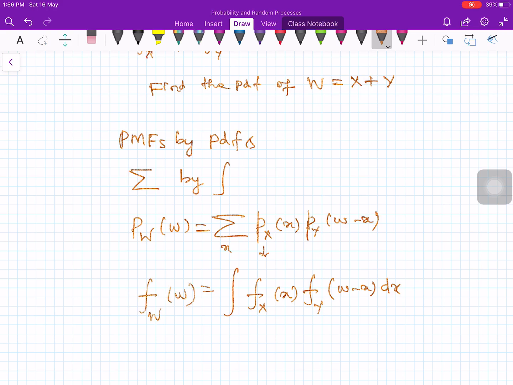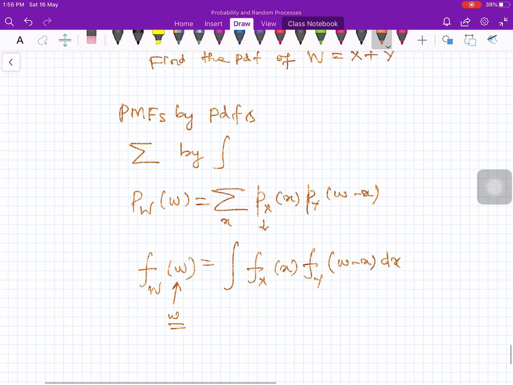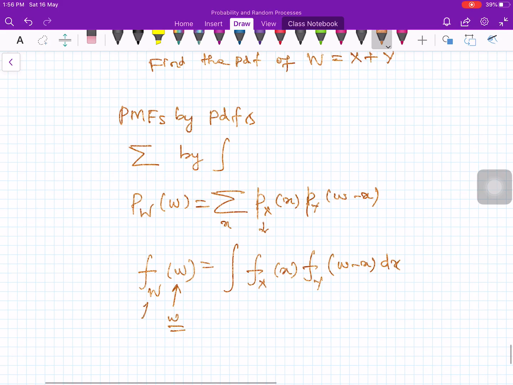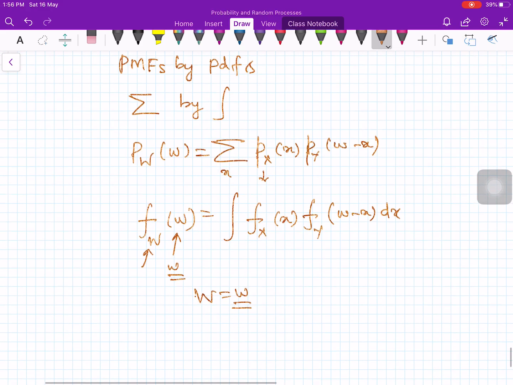So there is no surprise here. Essentially, what this integral does is it fits a particular w of interest. You choose any w value of interest and then you do the integration. First freeze the w and then do the integration. So we are interested in the probability that the random variable capital W takes a value equal to little w or very close to it. So w is equal to a small w. For that you carry out the integration.